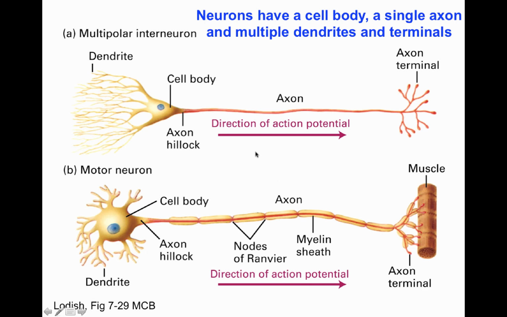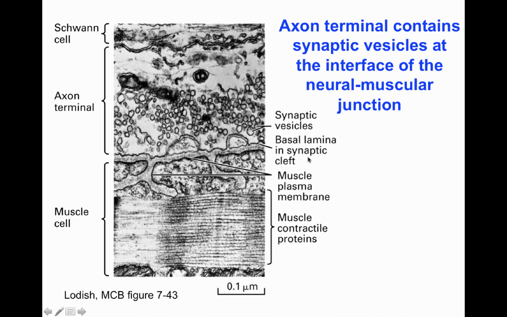Most of the time in class, we're going to concentrate on an unmyelinated axon, like the one shown here in the multipolar interneuron, and we'll not spend a lot of time looking at the myelinated axon, for example in the motor neuron. So most of the material and examples we're going to cover will be of the unmyelinated axon. At the axon terminal, shown here by this transmission electron microscope image, we have contacts of the axon terminal with a postsynaptic cell.